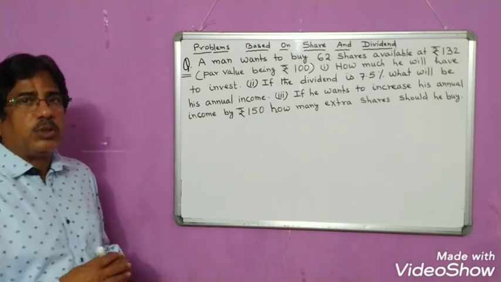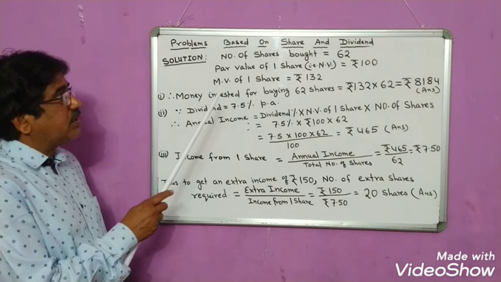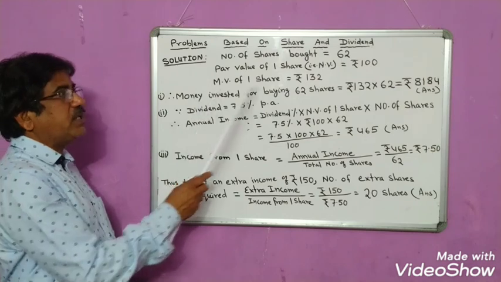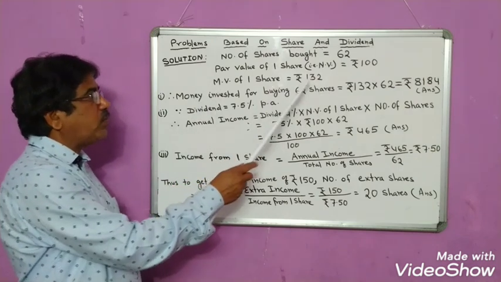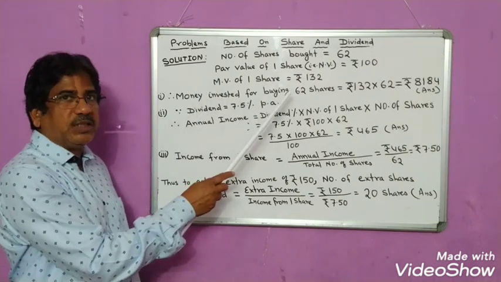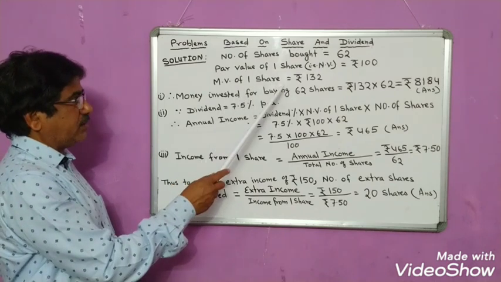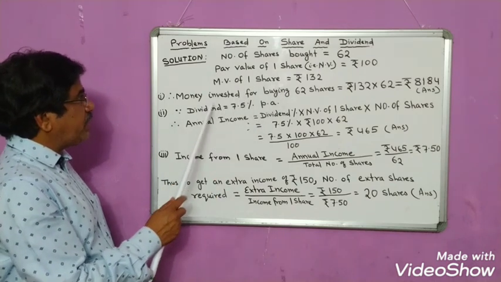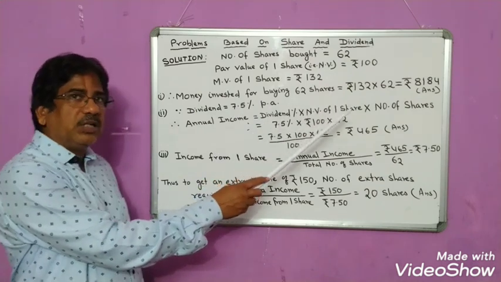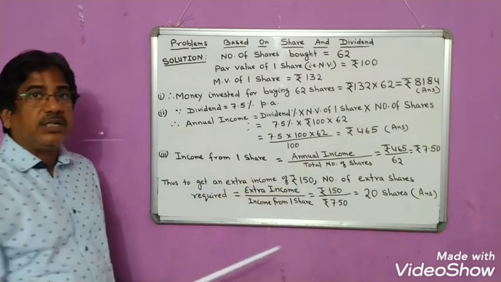So now let us come to the solution part. The number of shares bought is equal to 62 and the par value of the share is given as rupees 100. Par value means the nominal value of the share is rupees 100 and the market value of one share is rupees 132. Since the man has purchased the shares from the market, the total money invested for buying 62 shares will be equal to rupees 132 into 62, and that will be equal to rupees 8,184.